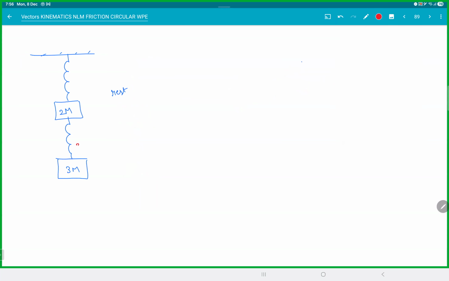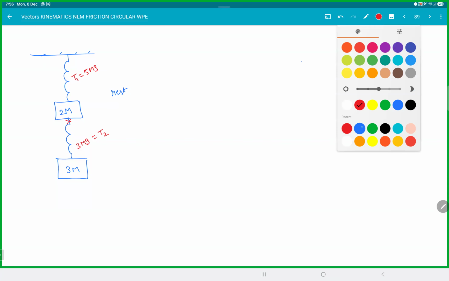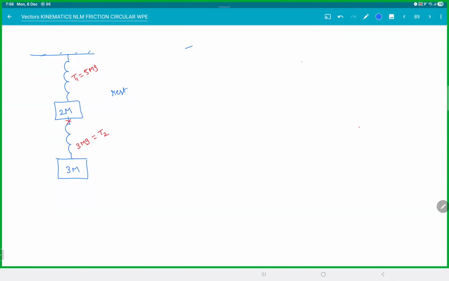So this spring force will be 3 mg. I'll just call it T2. This spring force will be 5 mg. Right? Now you are planning to cut it here. The moment you cut it there, T1 will still remain 5 mg. That spring does not know, and T2 becomes 0. Draw the FBD. So for 3 mg, T2 becomes 0. This is 3 mg. So you will just freely fall with g. That's your answer.